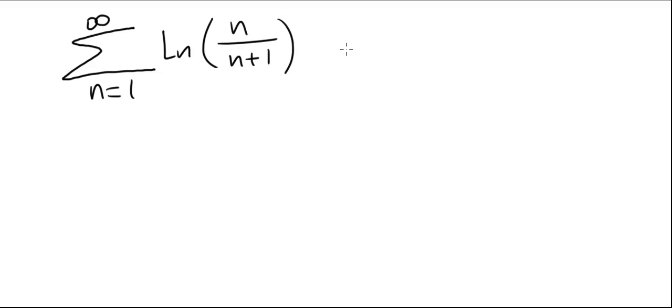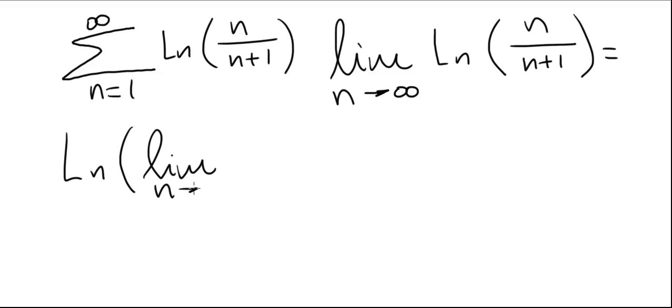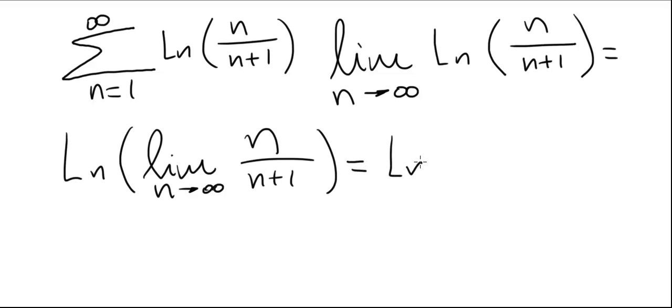We're going to take a look at the series, the summation from 1 to infinity, natural log of n divided by n plus 1. First, we'll perform the test for divergence by taking a look at the limit as n goes to infinity of natural log of n over n plus 1. And we can write this as natural log of the limit as n approaches infinity of n over n plus 1. Now that limit inside the log goes to 1, so this approaches ln of 1, which is 0.